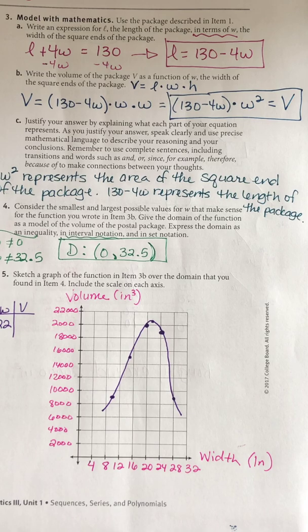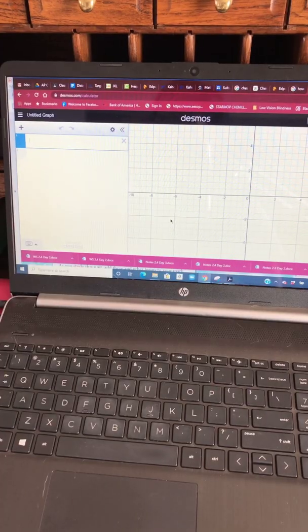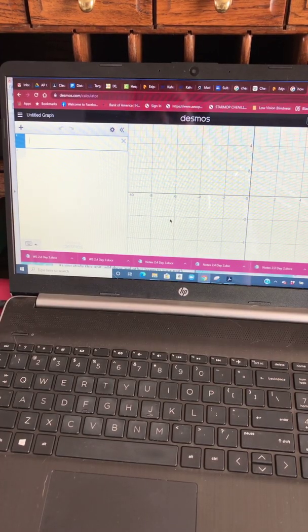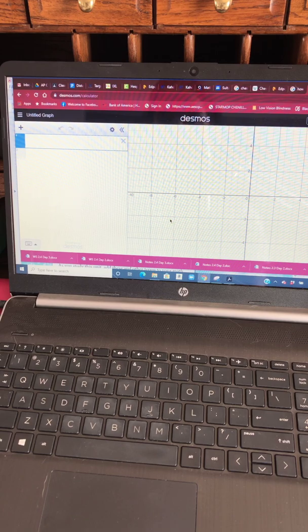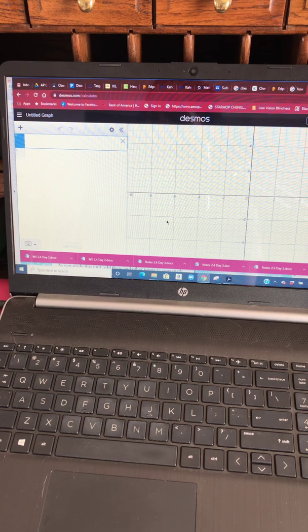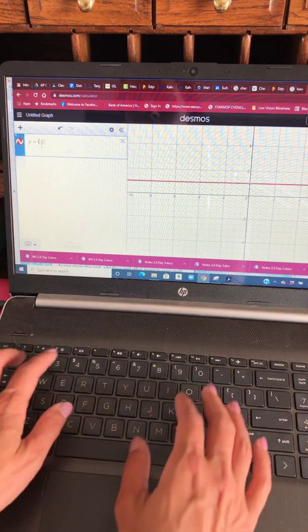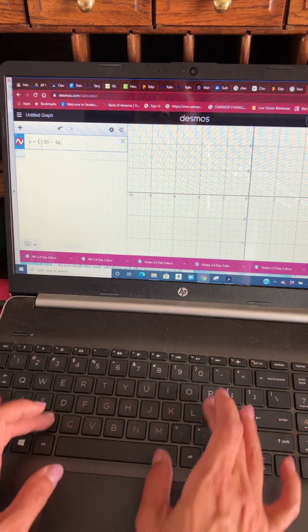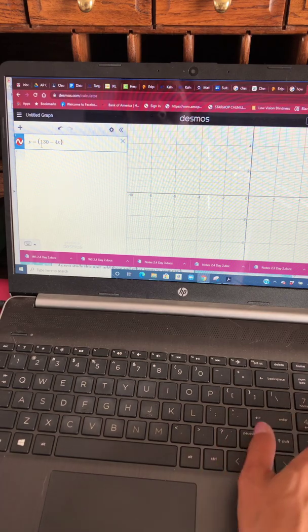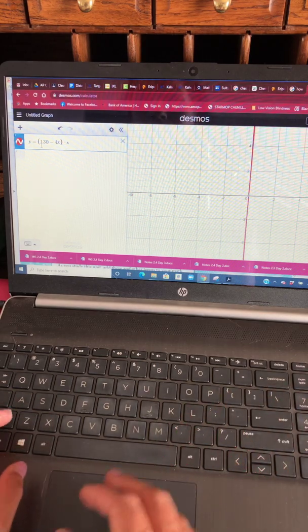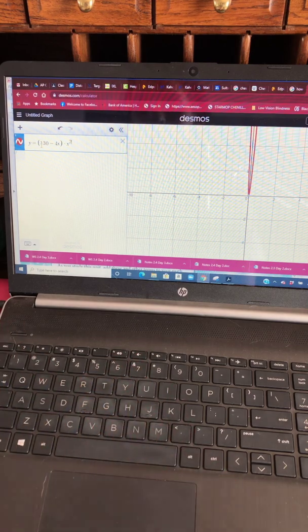Normally I would graph this in Desmos. So I went to Desmos, and I'm going to plug this in. Now, when you type this into Desmos, Desmos only uses X's and Y's. So your X's are the W's in our function. If I type that in, it'll be Y equals 130 minus 4X times X, and I have to raise it to the second power, X squared.